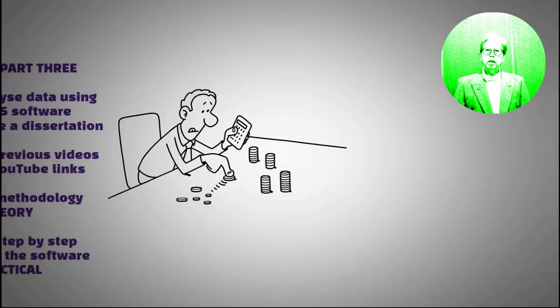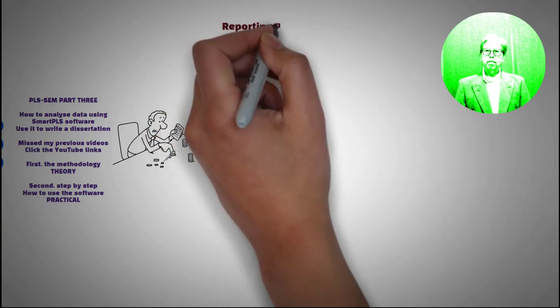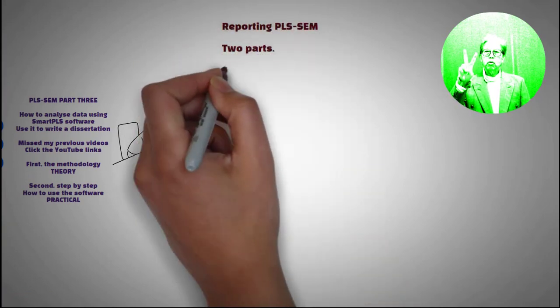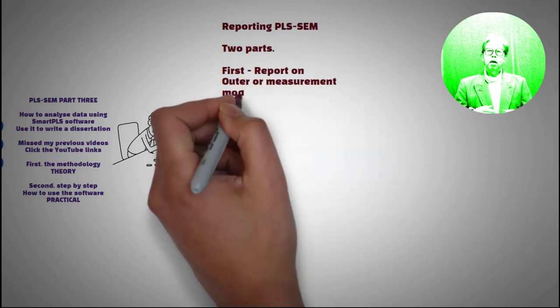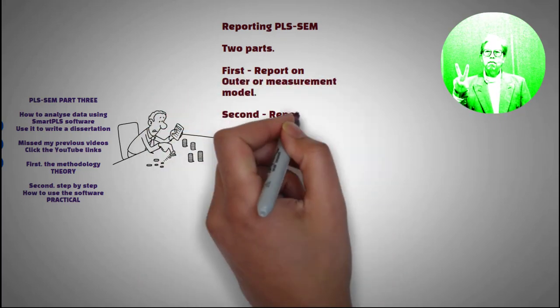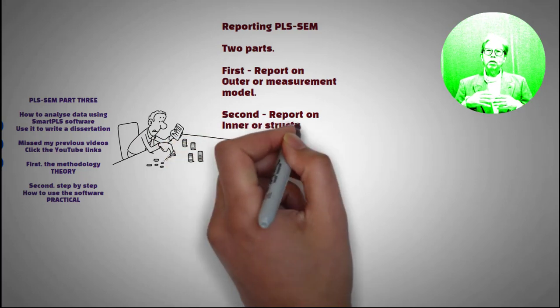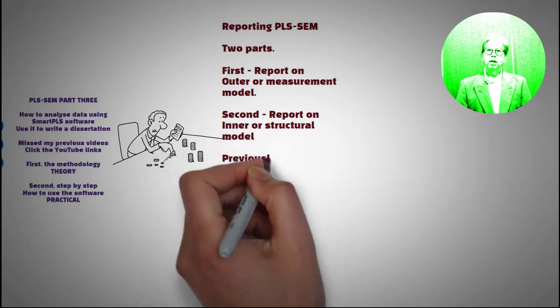In terms of reporting, partial least squares SEM can be divided into two parts. The first part is the report on the outer or measurement model. The second part is the report on the inner or structural model.